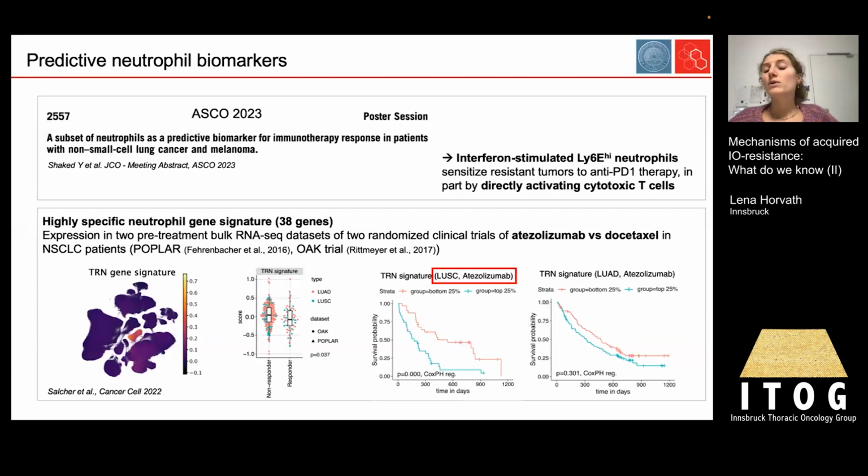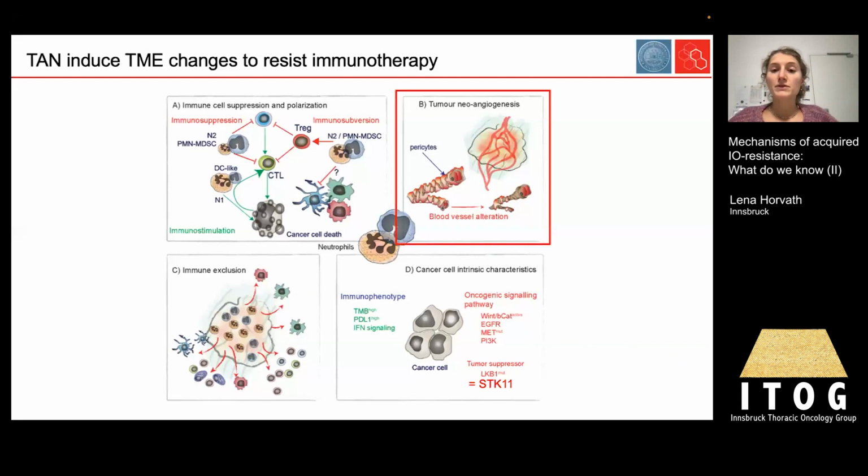And of course, it will not be possible in the clinic to measure a 38 gene transcriptomic signature, but these analyses just show us that for different situations, we need maybe more specified biomarkers. Now I'm going to come to the second part about tumor neoangiogenesis.